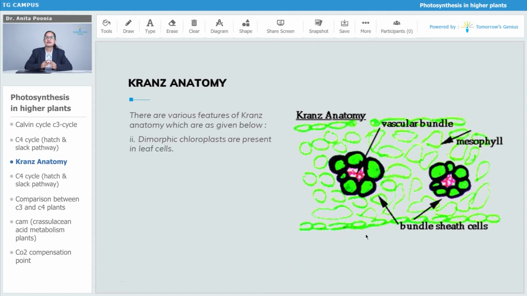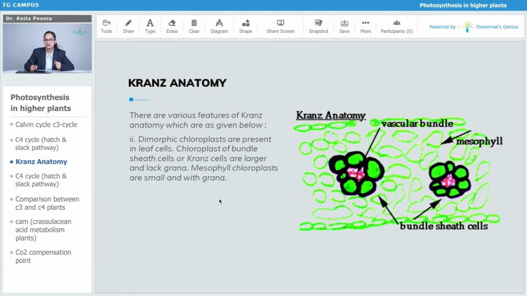Right? Now there are various features that we are going to talk about. The second feature is dimorphic chloroplasts. Here this is an interesting fact that there are dimorphic chloroplasts present in the leaf cells. The chloroplasts of the bundle sheath cells, or the Kranz cells, are large and they lack the grana. And the mesophyll chloroplasts are small and they do have the grana.